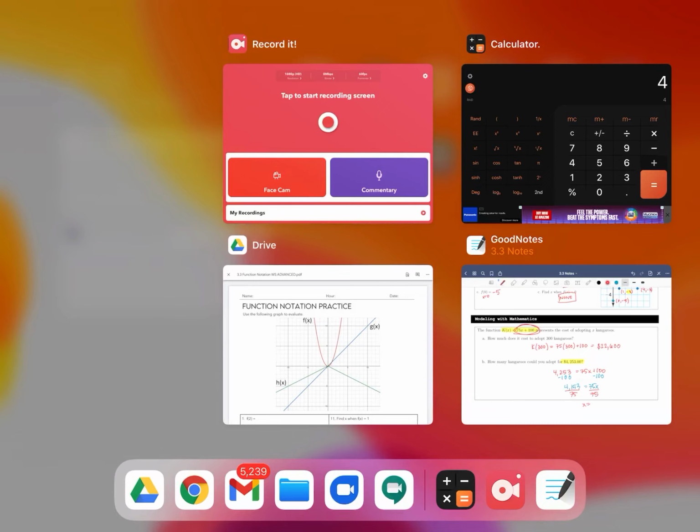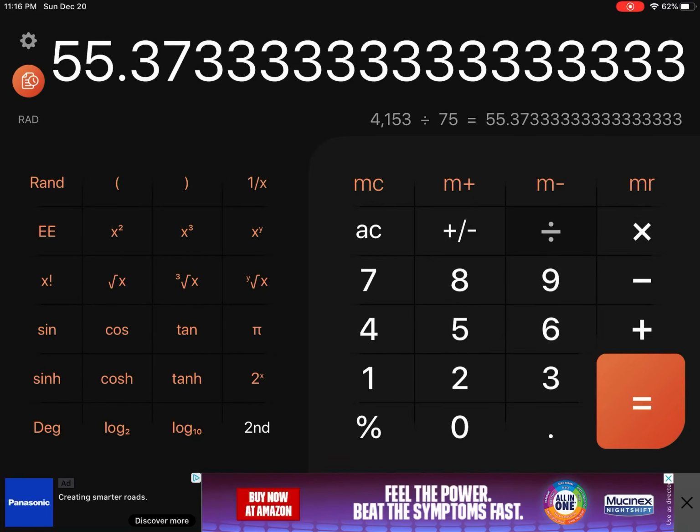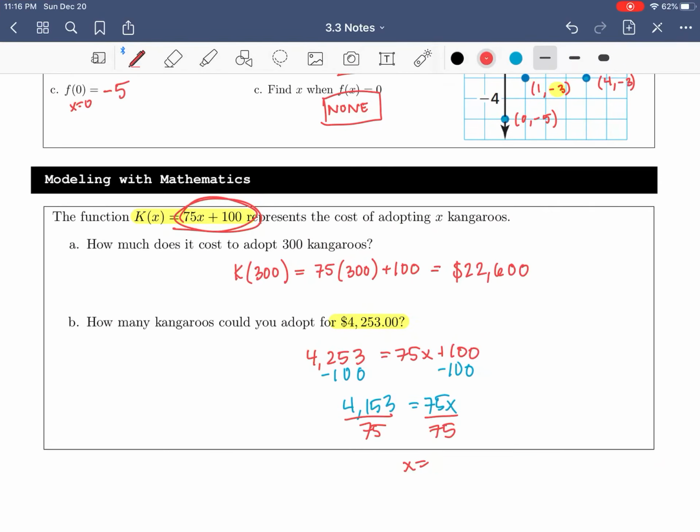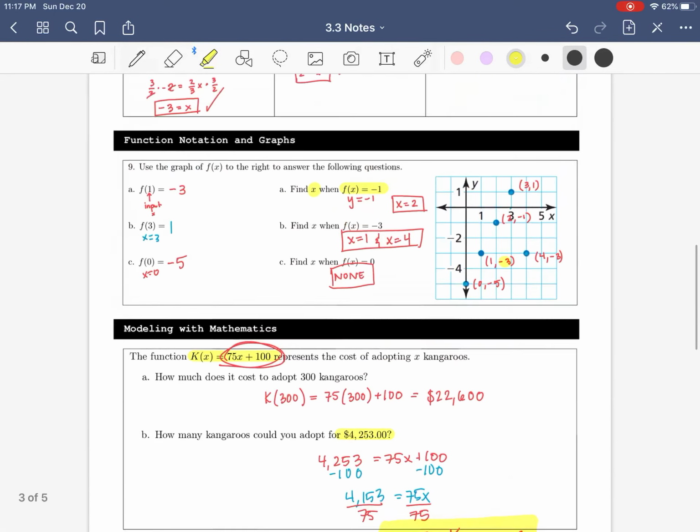I got distracted because it asked me, 4153 divided by 75. 55.37. Okay, well, we're not going to be able to buy a part of a kangaroo, so I'm going to say that we'll just be able to get 55 kangaroos. Nice. Gotta save room for money for beds and food and college and stuff if we're having kangaroos.